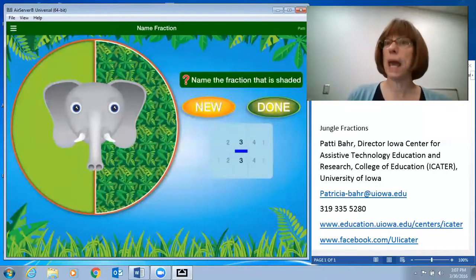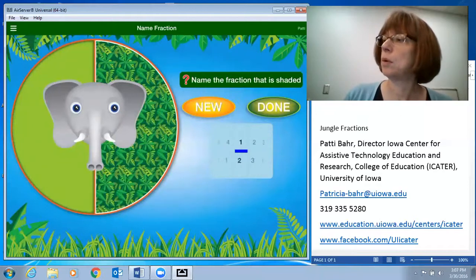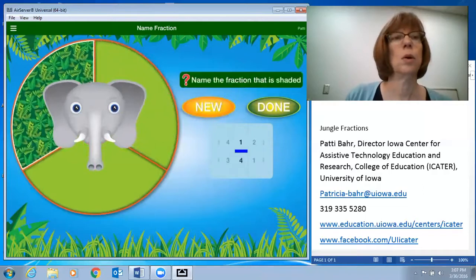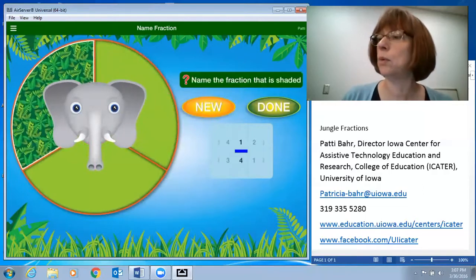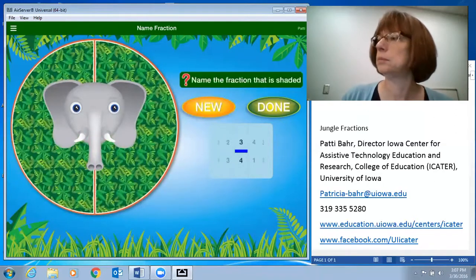My elephant is happy. Name the fraction that is shaded. So I go to 1/2. We're going to do 5 of these. Name the fraction that is shaded. We get a reward. 1/3. Name the fraction that is shaded. So this is 2 halves.